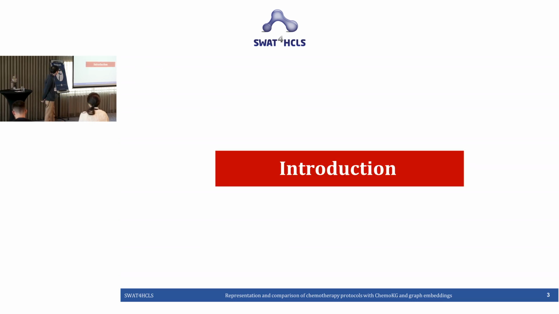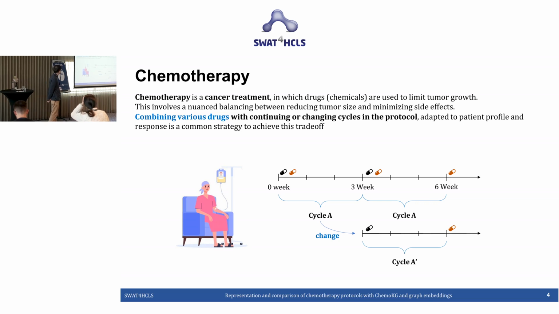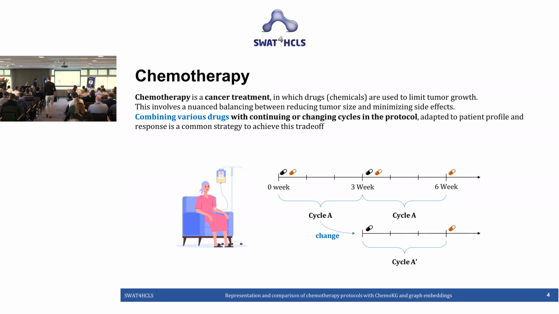First, the introduction, and why we are doing this, the motivation. Chemotherapy is a cancer treatment in which drugs or chemicals are used to limit tumor growth. This involves balancing between reducing the tumor size and minimizing the side effects for the patients. And there are some problems with these chemotherapy protocols because there are a lot of combinations of various drugs with continuing or changing cycles in the protocol with respect to the patients.